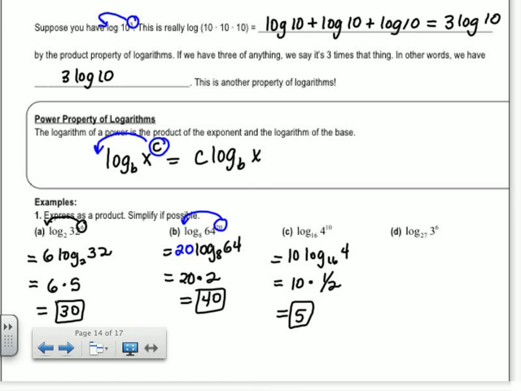All right, how about this one? Pull the 6 to the front. I have log base 27 of 3. Anthony, you want to redeem yourself? What's log base 27 of 3? 1/3. 6 times 1/3 is 2. You got it. Okay, let me see where I'm at with time.